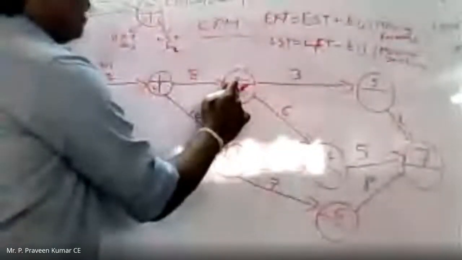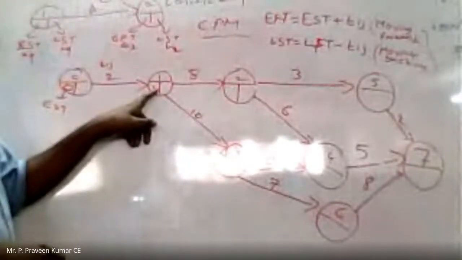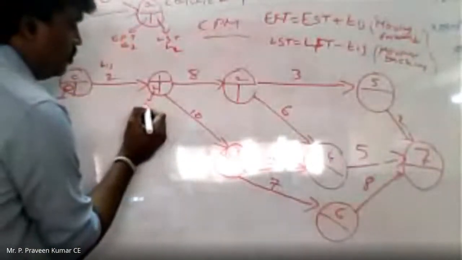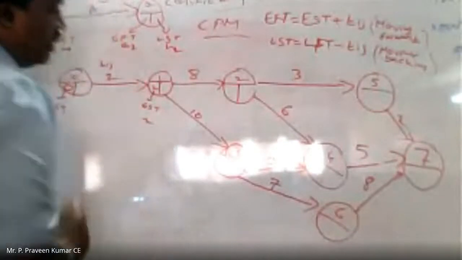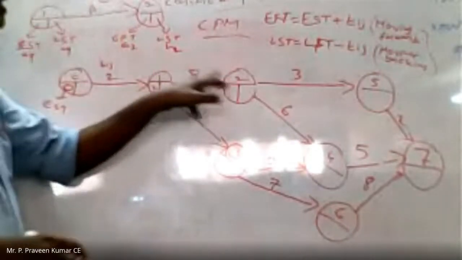Okay, now again the procedure will be the same. Now coming to these two nodes, 1 and 2, I need to calculate EFT. Now I need to calculate EFT of this particular 2. Now the EST here is 2. Right. Now 2 plus 8 equal to 10.